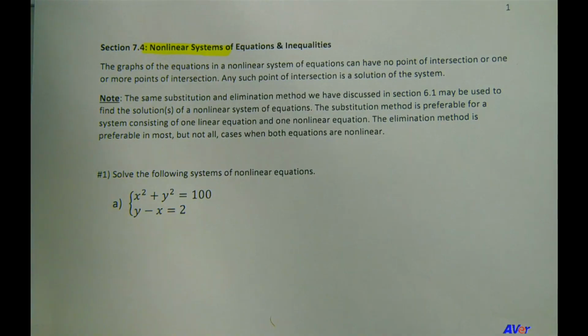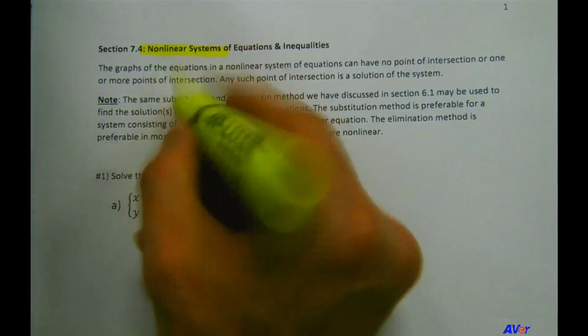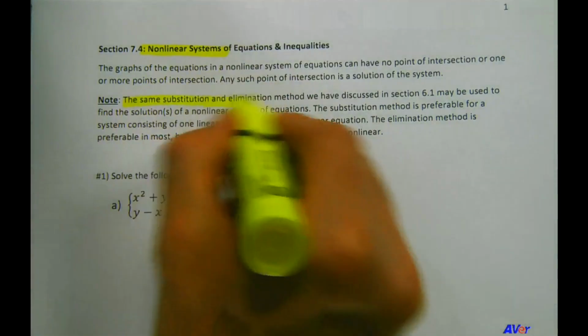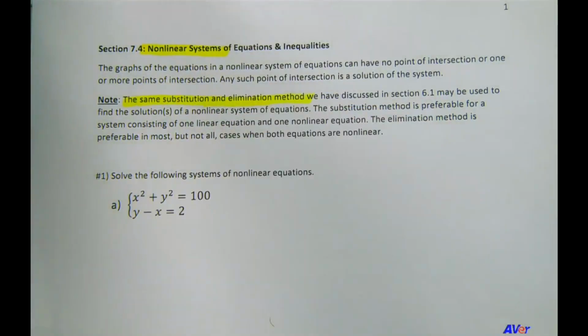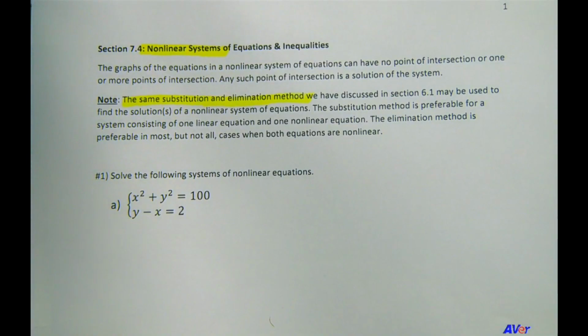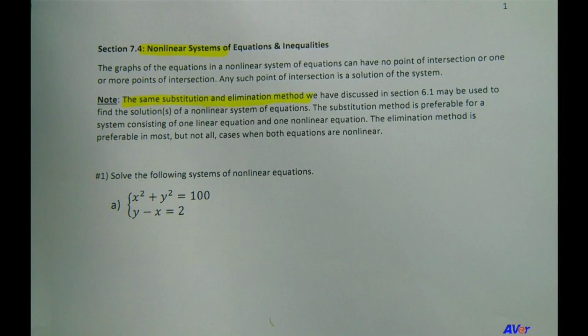So how do we solve a nonlinear system? It's the same methods we discussed before. The same substitution and elimination methods are also applicable here. You can pick whichever one seems easier to you and use that. You will surely get the same answer as somebody who used the other one.